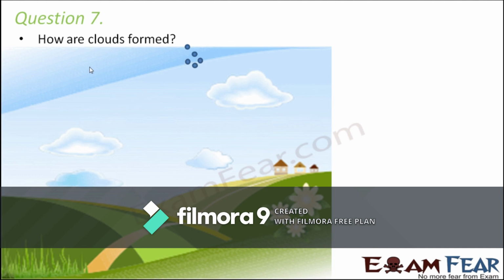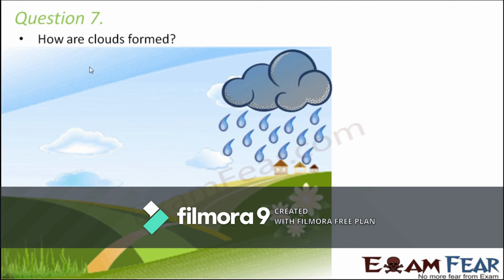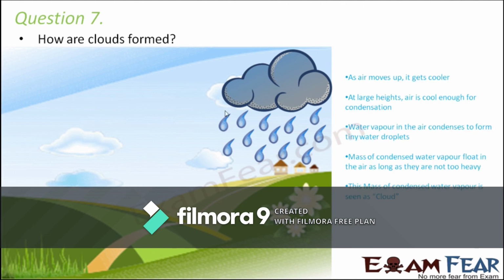But when a lot of water droplets combine together to form bigger droplets, they become heavier and then they fall as rainfall. So this is how clouds are formed, and then cloud later results in rainfall. So as air moves up, it gets cooler. At large heights, air is cool enough for condensation. Water vapor in the air condenses to form tiny water droplets. Mass of condensed water vapor floats in the air as long as it is not too heavy. This mass of condensed water vapor is seen as cloud.